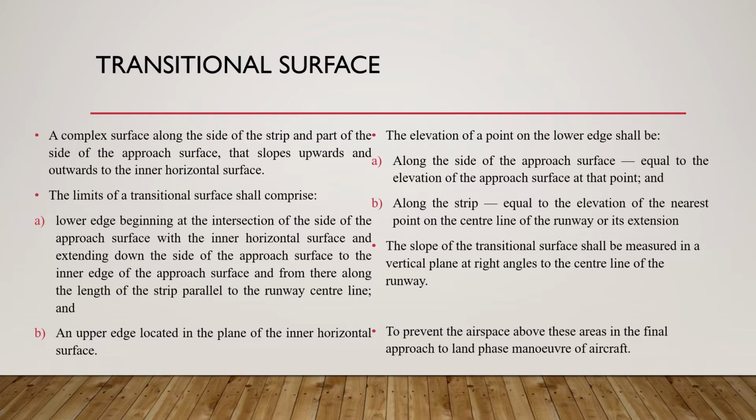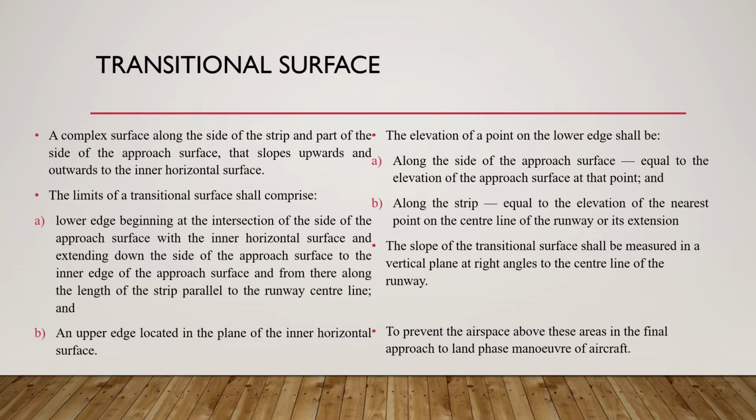So what is the definition of a transitional surface? The transitional surface is a complex surface that extends along the side of the strip and part of the side of the approach surface, that slopes upwards and outwards to the inner horizontal surface. Now, this is slightly tricky. It's a surface that runs parallel to the runway strip, parallel to the runway center line, where it meets the approach surface and the inner horizontal surface.